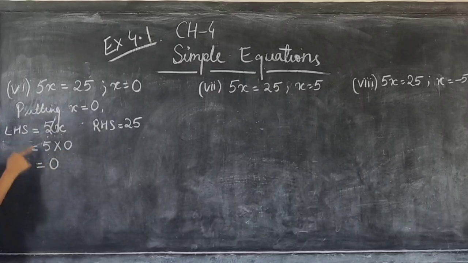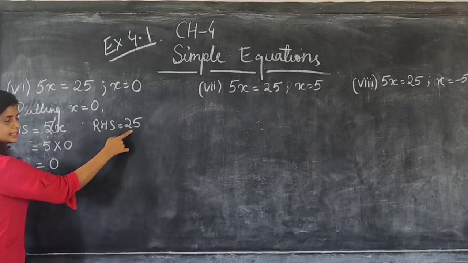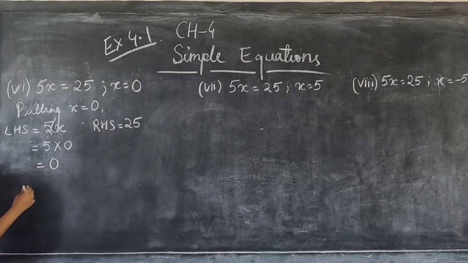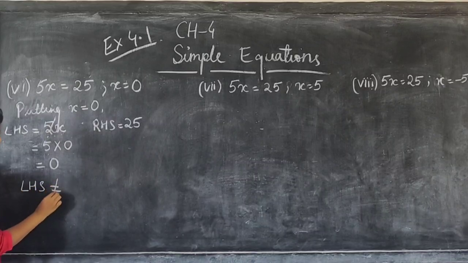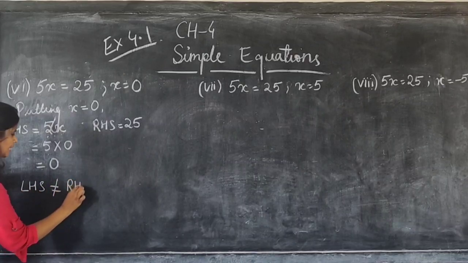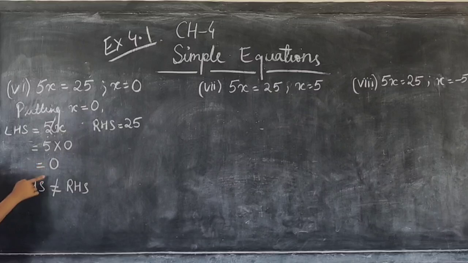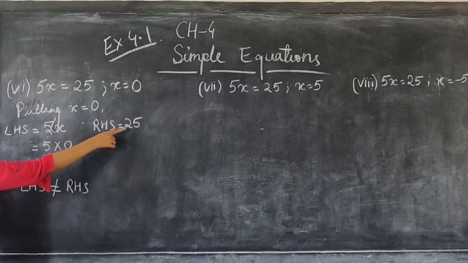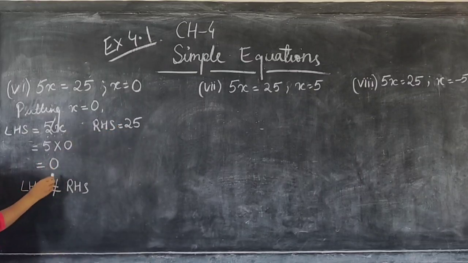5 into 0 is 0. Okay. So our left hand side is 0. Our right hand side is 25. So left hand side is not equal to right hand side. Left hand side is 0. Right hand side is 25. So the value of x is not correct.